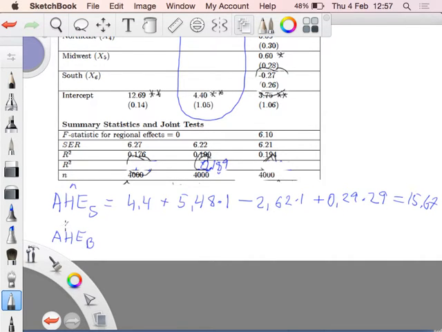This is now Betsy, AHE_B. She has a college degree, also female, otherwise this would be 0. The dot is an indication of product. And Betsy is now 34. And her average earnings are expected to be 17.12. These are dollars per hour.